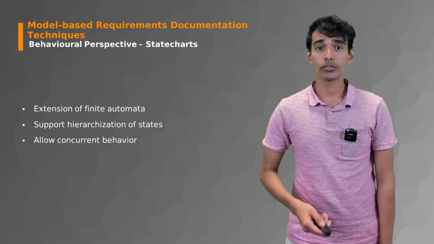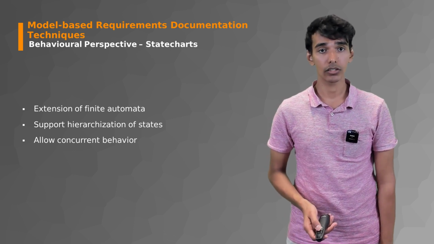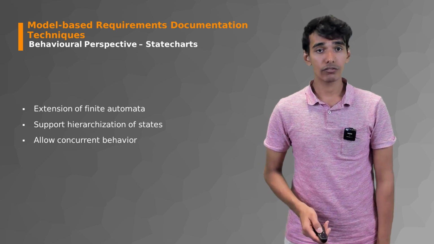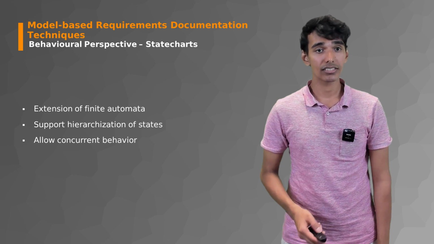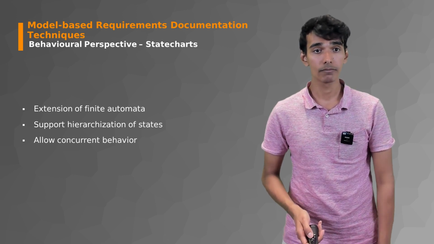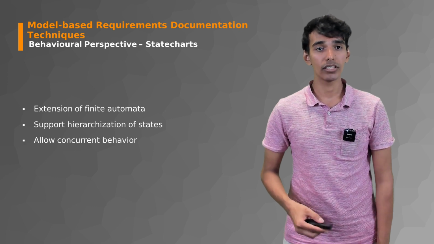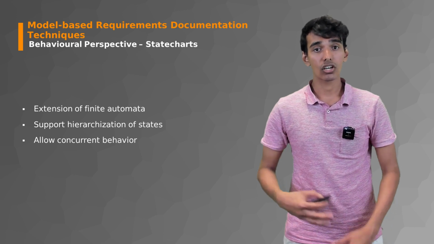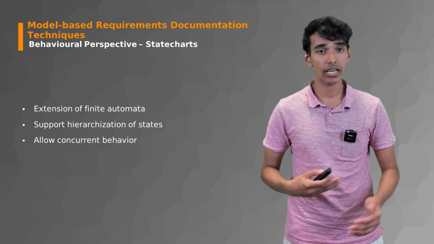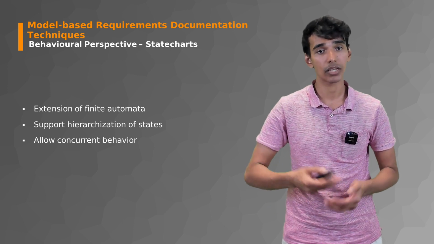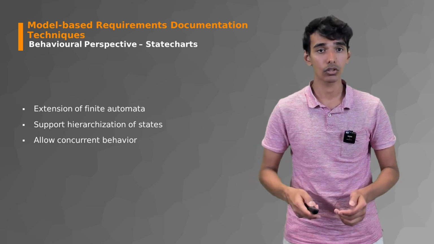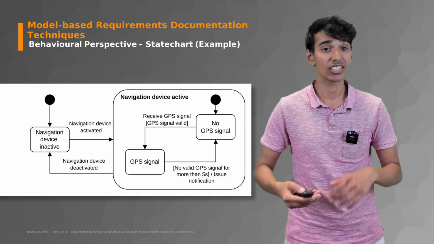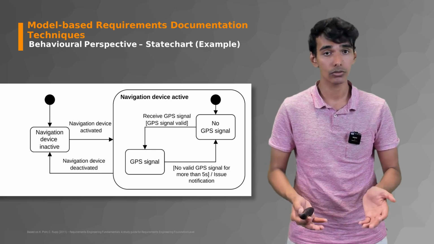Now we talk about the behavioral perspective, the final perspective that we are focusing on, in terms of state charts. State charts, if you're familiar with more theoretical computer science, are an extension of finite automata. These support the hierarchization of states. This allows for concurrent behavior to happen simultaneously, and it allows you to synchronize different behavior of your systems within the same model. On the left side, you have the navigation device that is inactive. So the state of the navigation device is modeled in the state chart.